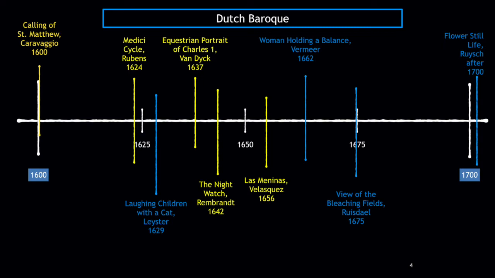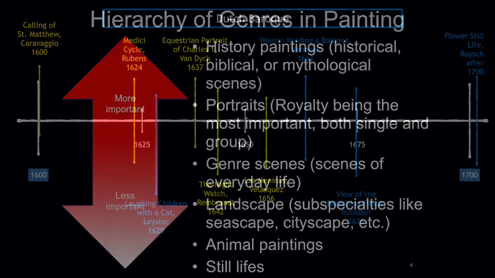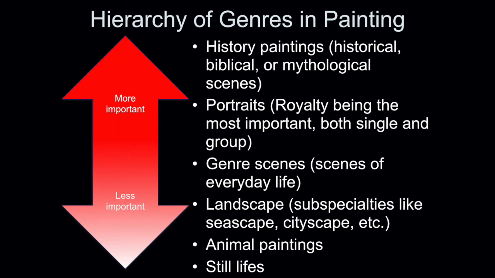So today we're talking about Vermeer, Ruisdael, Leyster, and a few others, and even a precursor, Bruegel. We'll talk about Bruegel. So here we go. I just want to quickly remind you of this spectrum of more important to less important works of art. And as we'll see today, we're going to look at a lot of genre scenes, landscapes, still lifes, and animal paintings, and we're going to talk about why those were important in the Netherlands.